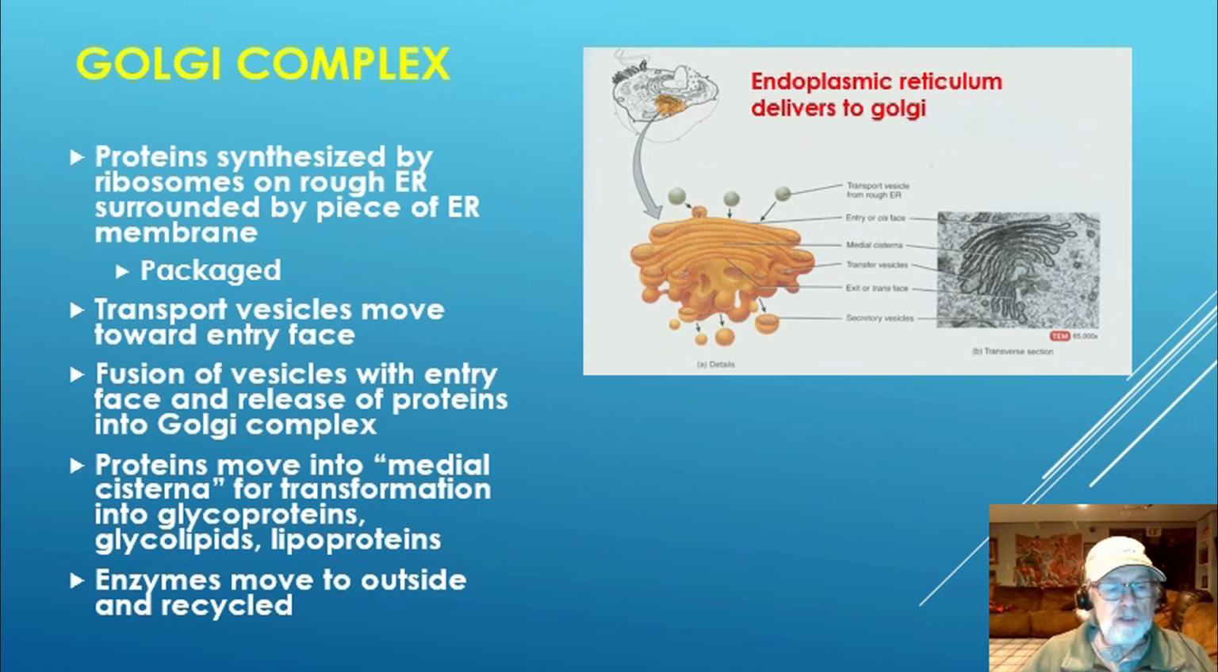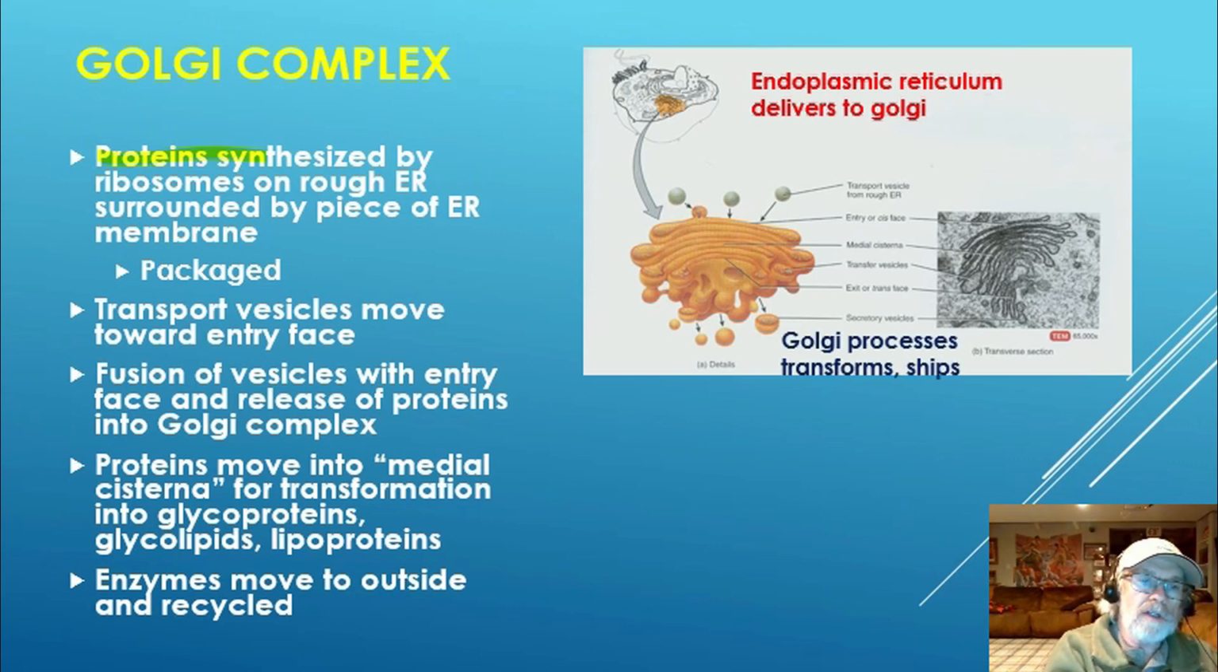Again, just to fill you in a little bit more. Proteins are synthesized by the ribosomes on the rough endoplasmic reticulum. We better know that by now. Once they're made on the rough endoplasmic reticulum, part of the membrane of the rough endoplasmic reticulum folds around these proteins and encloses them in a little package. That package then leaves and goes to what's called the entry face. This would be the entry face right there of the Golgi complex.